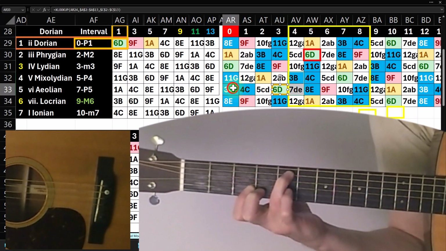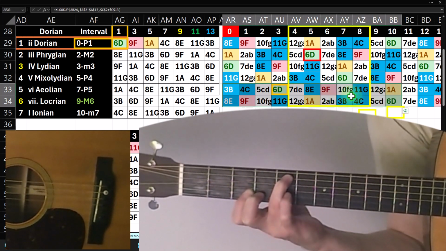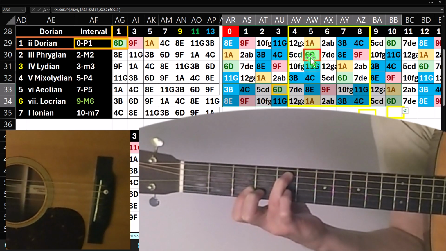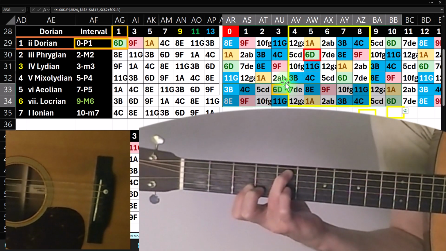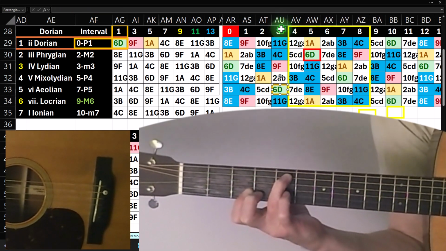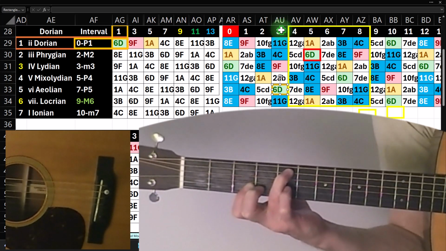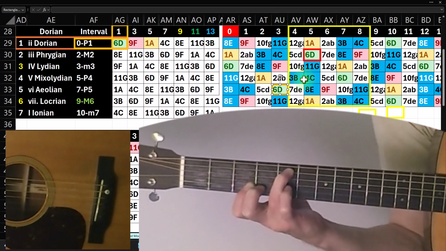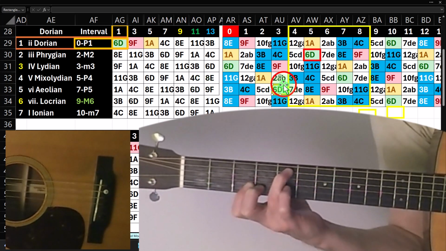And notice this whole tectonic plate shifted to the right. So if I moved this shape up, then it would be 1, 2, 3 frets back. So the exception is that it's only 2 frets back instead of 3 frets back when I go down 3 strings. All right, let's go down 4 strings.